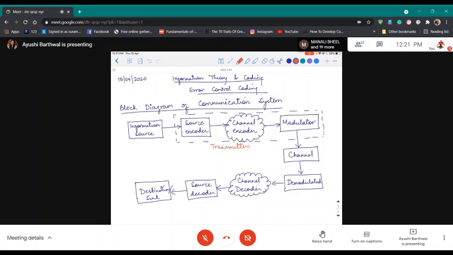So these three, demodulator, channel decoder and source decoder, these three blocks are the part of the receiver terminal.